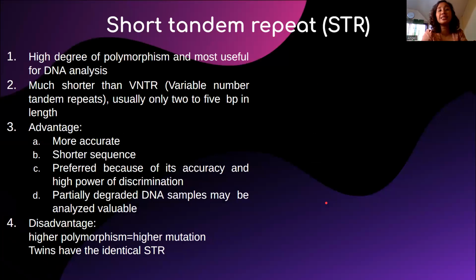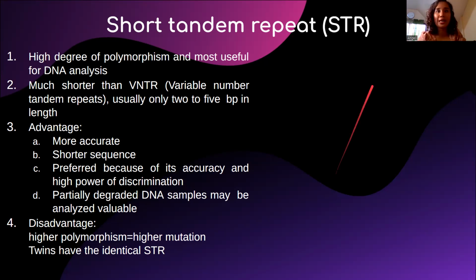Okay? So, ma'am, why STR? Meron rin kaming nababasa na VNTR sa module, variable number tandem repeats. So, right now, guys, short tandem repeats is more reliable for DNA fingerprinting because of its high degree of polymorphism. Yan. It changes in form. It has many forms. And most useful for DNA analysis. It changes, it's unique. So therefore, since it's very unique, it could really identify a person, okay?